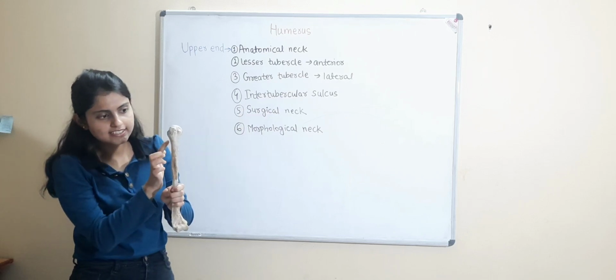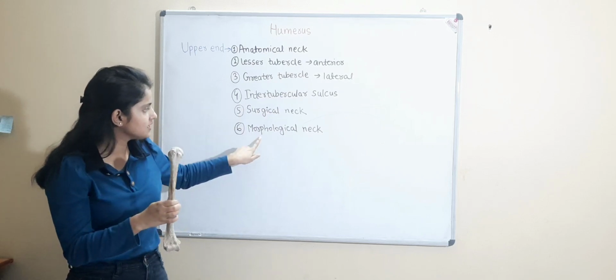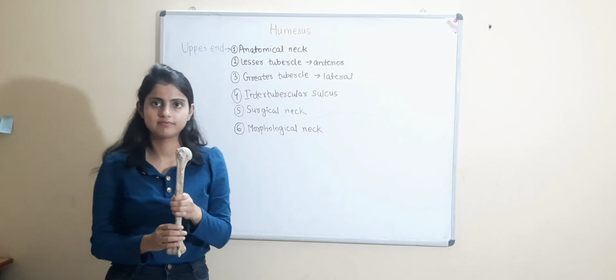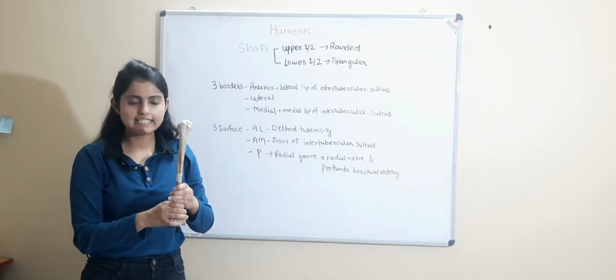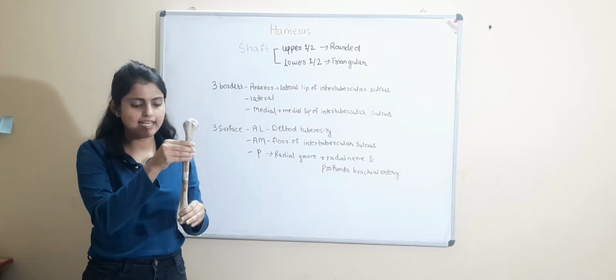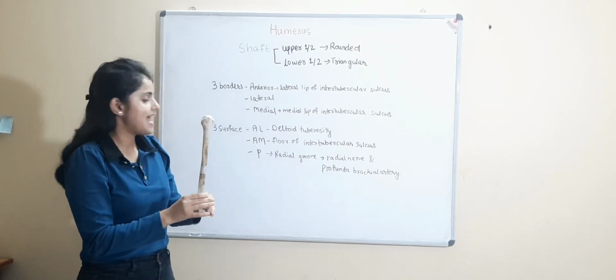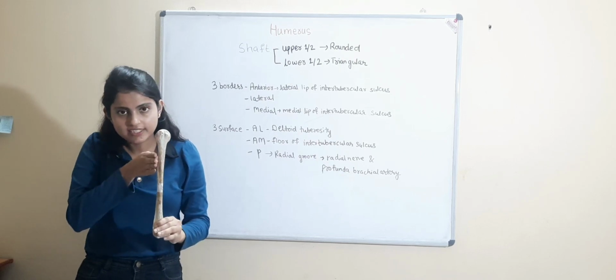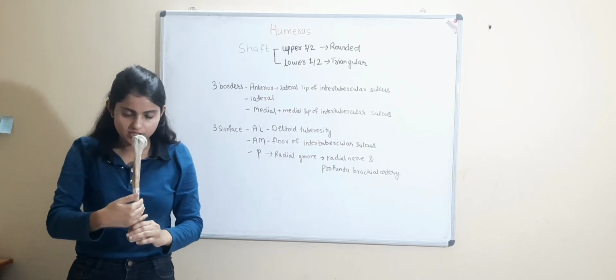Surgical neck, here is the surgical neck, and morphological neck. 5 cm below the surgical neck is the morphological neck. This is the shaft, and the shaft has an upper half and a lower half. The upper half is rounded and the lower half is triangular, and there are 3 borders on the shaft. This is the anterior border, this is the lateral border, and this is the medial border.